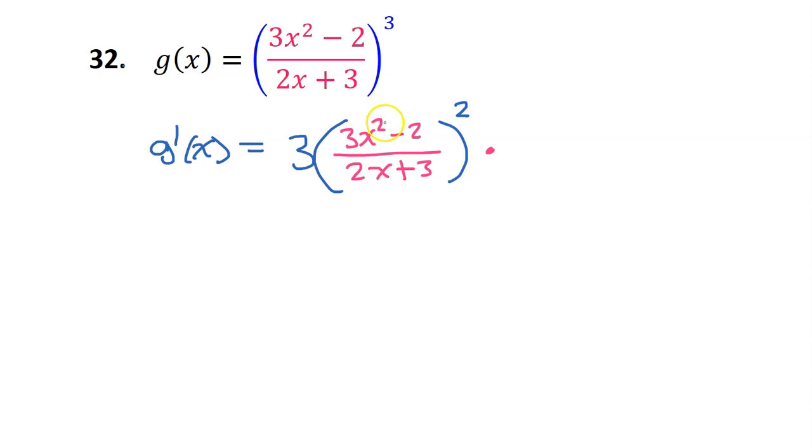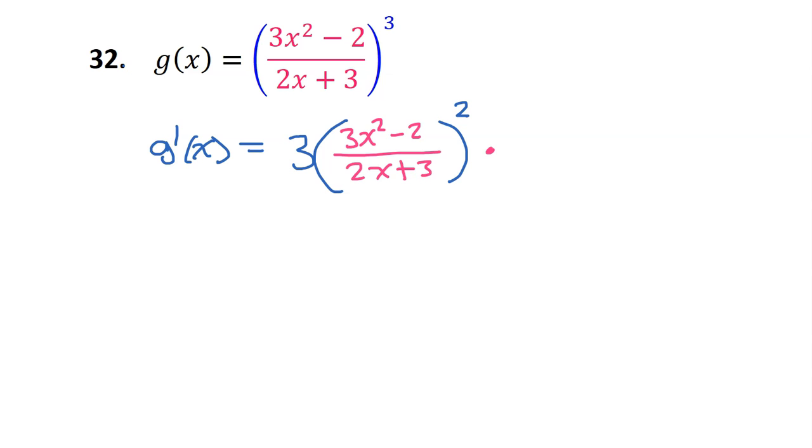This is a quotient, so we're going to have to use the quotient rule. Let's remember the poem that helps us remember the quotient rule. Low d high, less high d low. Draw the line and down below, the bottom squared will go. So let me go through that again.